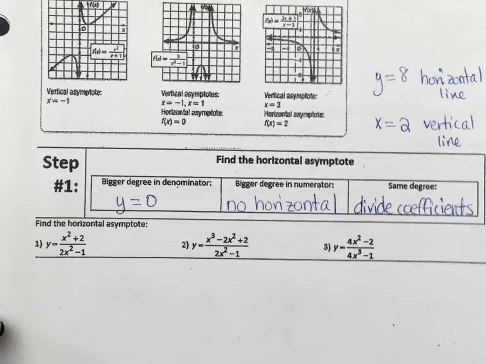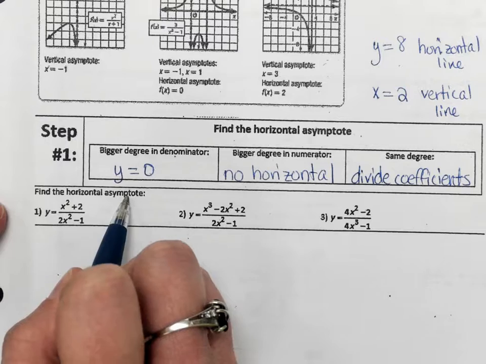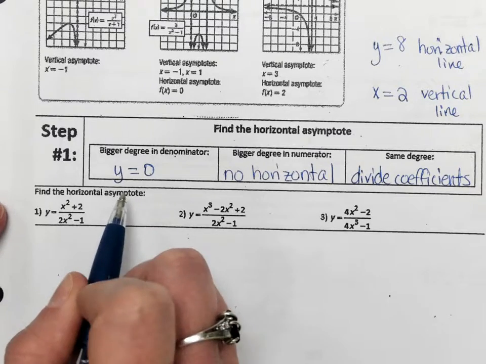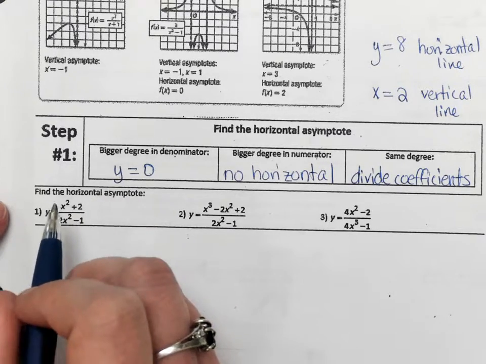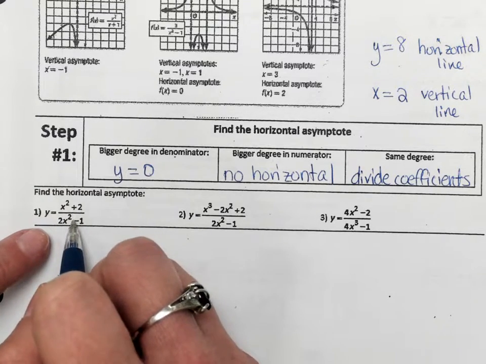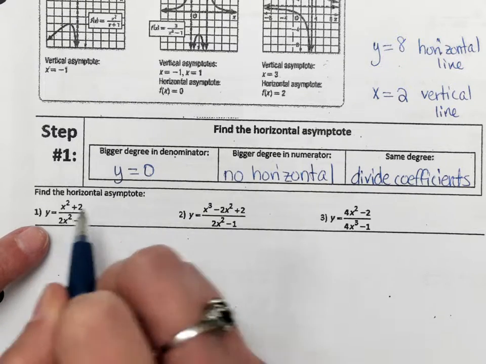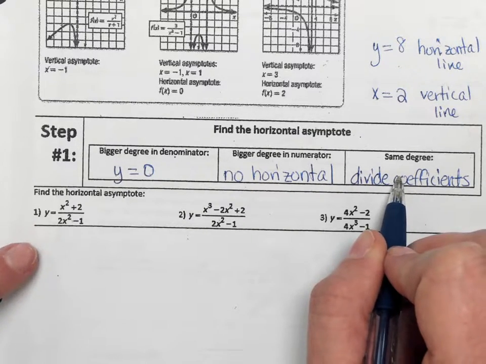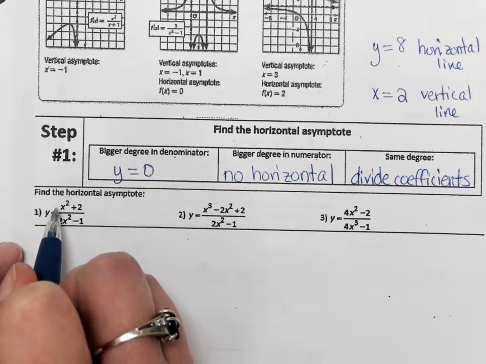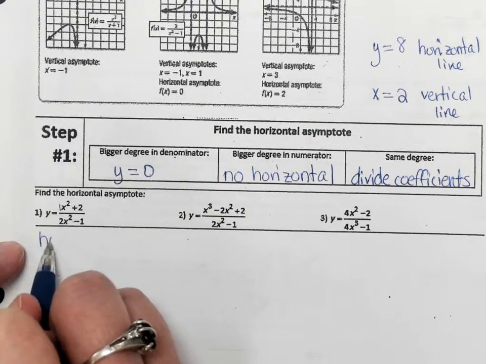Let's look at number 1. You ready? All right. All the directions say to do is find the horizontal asymptote, okay? We don't have to factor. We don't have to pull anything out. We don't have to add, subtract. So, look at the degrees. Look at the exponents. What do you notice about the exponents? They're the same. If they're the same, what do I do? Divide the coefficients. What is the coefficient right here? 1.